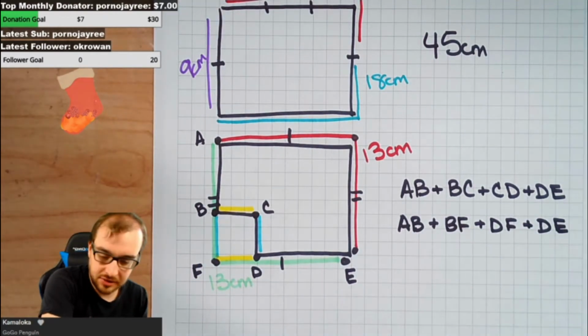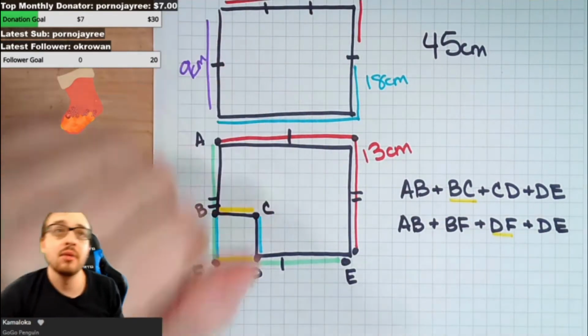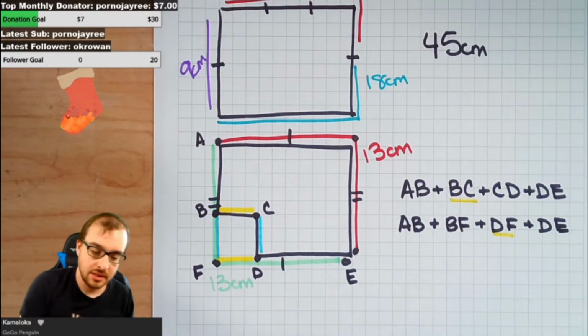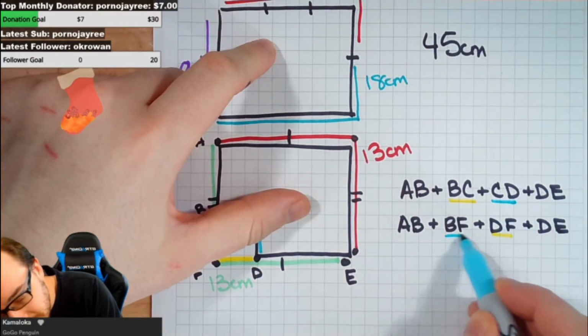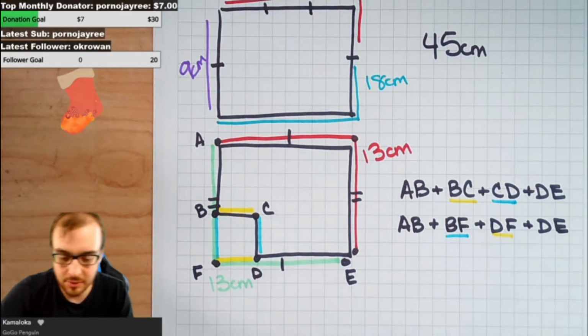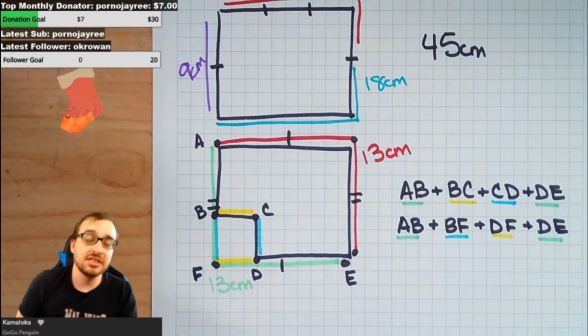And what's interesting about this is that, again, BC and DF are both yellow. They're both the same piece, right? And we know also that CD and BF are the same piece. And of course, AB is the same to itself and DE is the same to itself. So if you look, this is the exact same thing.